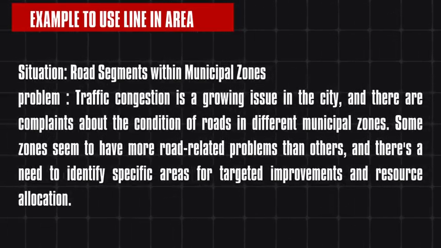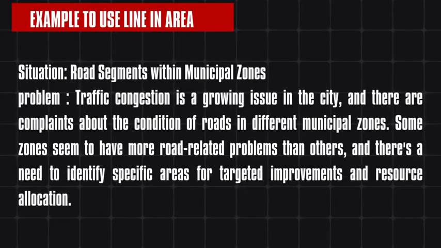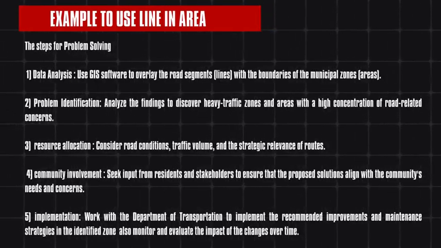Example of using line in area. Situation: road segments within municipal zones. Problem: traffic congestion is a growing issue in the city, and there are complaints about the condition of roads in different municipal zones. Some zones seem to have more road-related problems than others, and there is a need to identify specific areas for targeted improvement and resource allocation. These are the steps for problem solving.